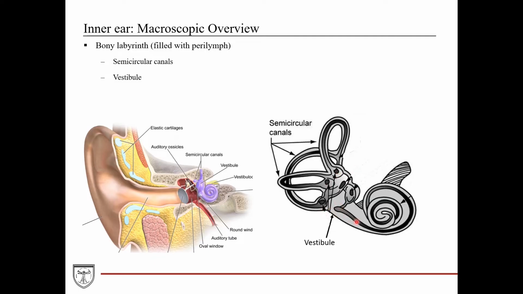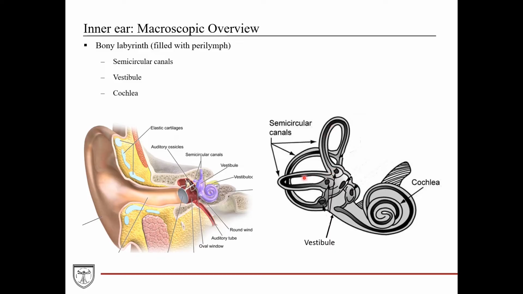And the last part of the bony labyrinth is this snail shell-shaped structure called the cochlea. And this snail shell-looking structure makes about 2 3/4 of a turn, and the space inside it is continuous with the vestibule and is filled with the perilymph as well.